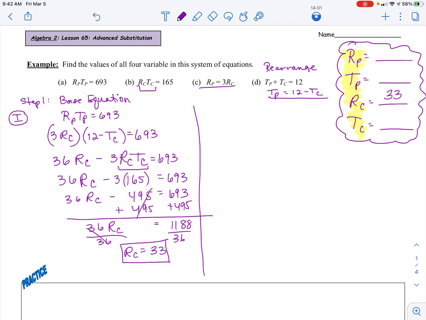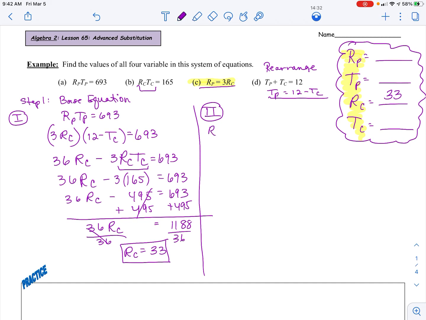All right, Roman numeral number 2. We still need 3 more variables. So I'm going to go ahead and look at what I've solved for, which is RC. So I'm going to go back up into A, B, C, and D and see where would be the easiest place to plug in my value for RC. Well, by the looks of it, I think it's right here. This equation that I highlighted in yellow up top there, equation C.